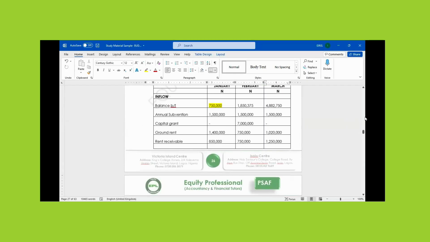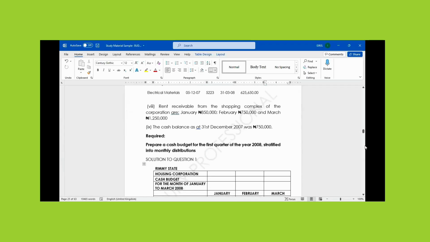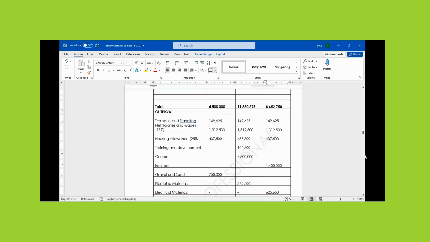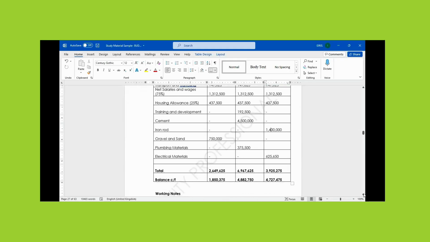Plumbing material. When is the date of payment? February. What about electrical material? March, 31st of March. Can we all see how we state it in the solution?